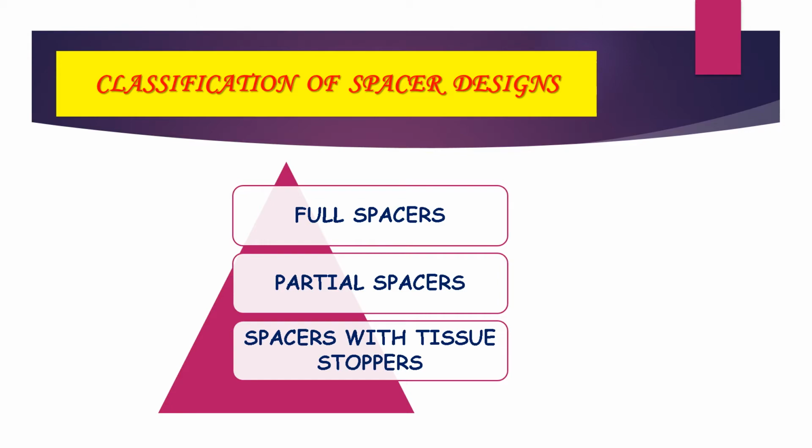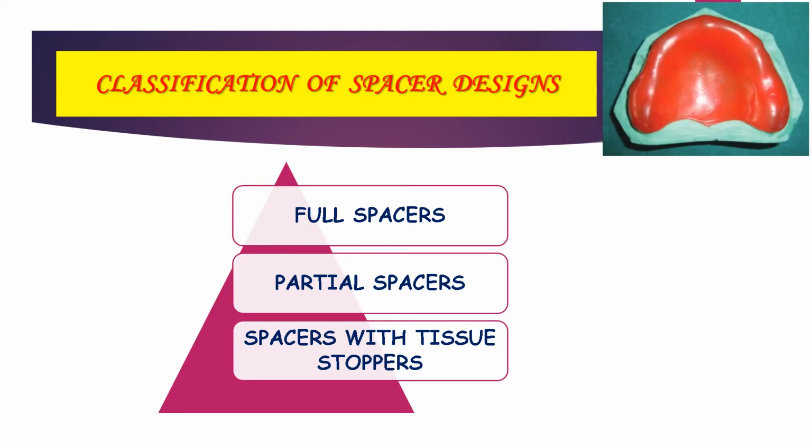Coming to the classification of spacer designs, first one is the full spacer. It is made to cover the whole residual ridge except the posterior palatal seal area in the maxilla, and the buccal shelf and the retromylohyoid area in the mandible. So here this is the full spacer, thus providing space for impression material.